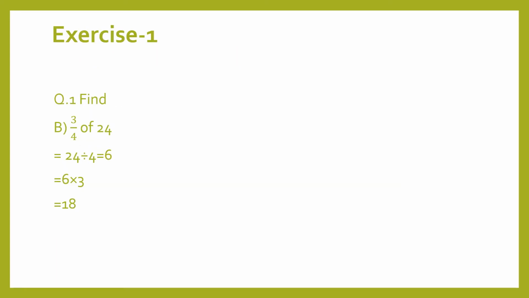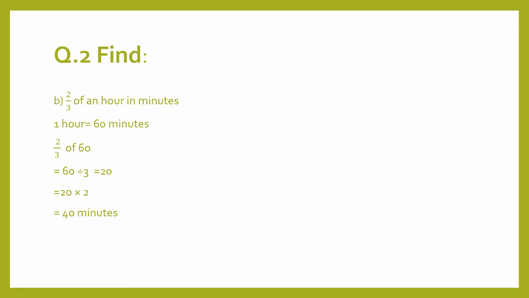Now we will learn finding the parts of a collection. It's given 3 by 4 of... question number 2. Find 2 by 3. We will see the relation between hours and minutes. As it's given hours and minutes, and we all know 1 hour is equal to 60 minutes. So 2 by 3 of 60, because we need to find the number of minutes in 2 by 3 of an hour.